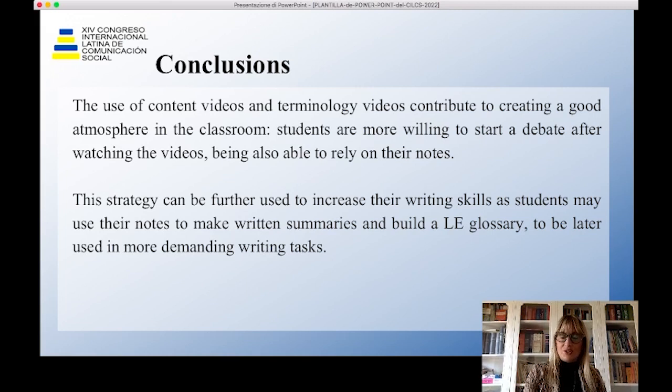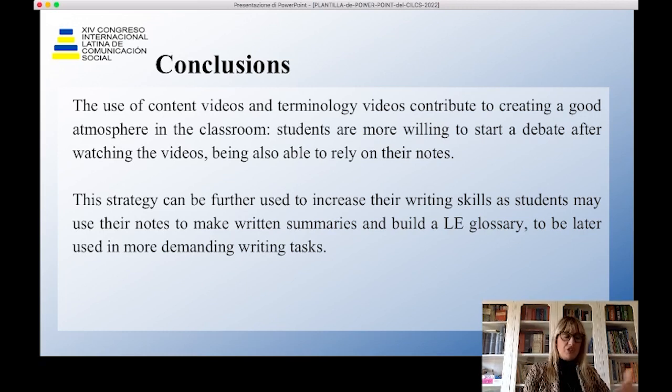Well, I would like to draw your attention to some conclusions. What I can say is that the use of content videos and terminology videos contributes to stimulate a good atmosphere, a good environment in the classroom, because the students are more willing to start a debate after watching the videos, being able to rely on their notes. Therefore, taking notes is really important when we carry out these kinds of activity.